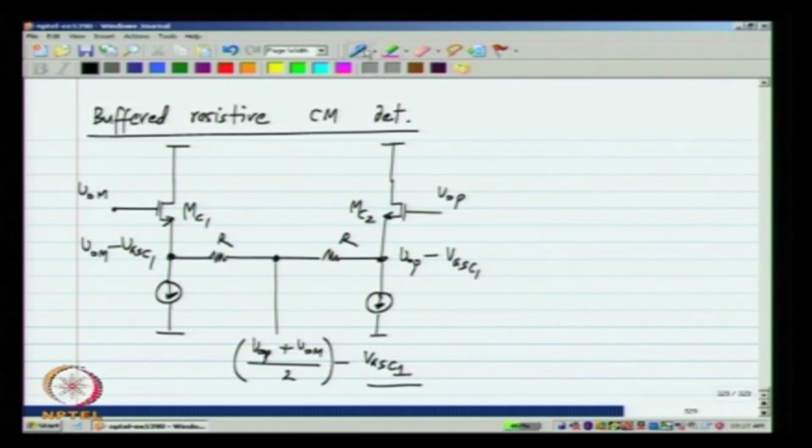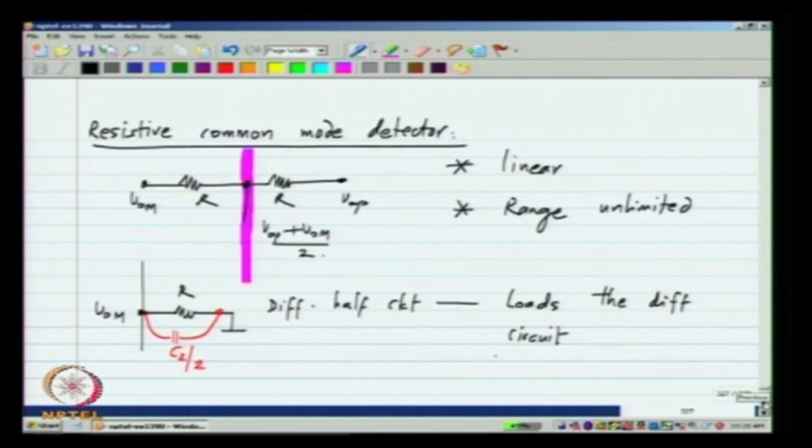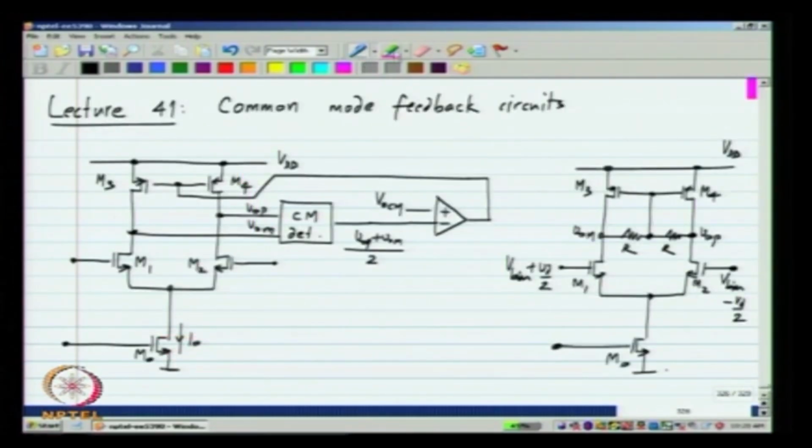Okay. Now, our circuit looks something like this. We had to compare the detected common mode voltage to the desired common mode voltage and feed it back to the current source transistors. Okay. I will simply label this CMFB. CMFB is nothing but this node. Okay. I am only concentrating on this part of the circuit here.